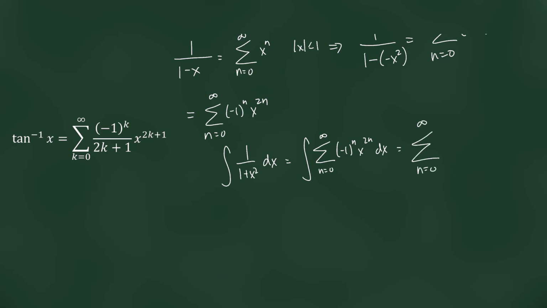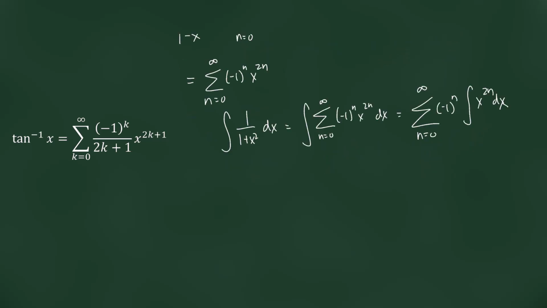Because the (-1)^n part doesn't have any x's in it, we can move that out to the front as well, and we get the sum from n equals 0 to infinity of (-1)^n times the antiderivative of x^(2n) dx. That's a straightforward power rule for antiderivatives, so we get the sum from n equals 0 to infinity of (-1)^n times x^(2n+1) all over 2n+1. Plus we've got some constant that we're going to add on here.